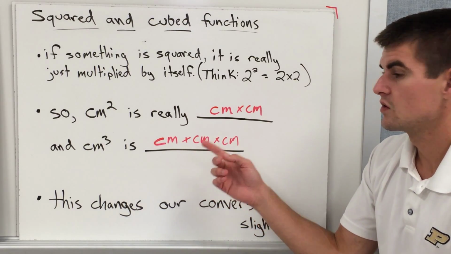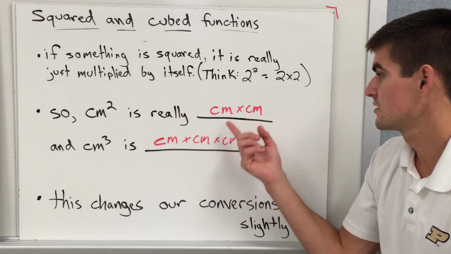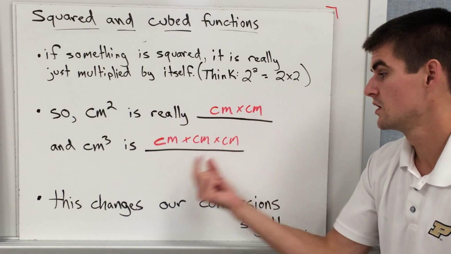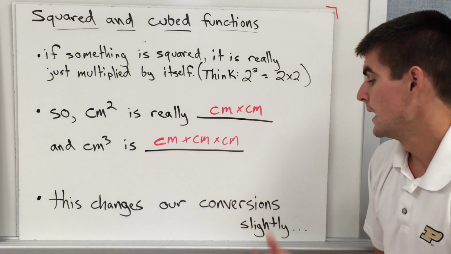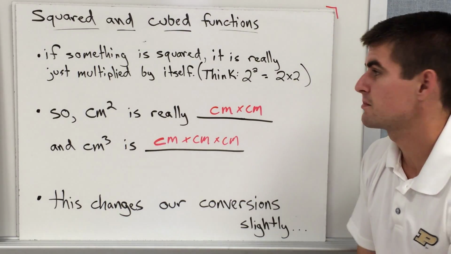Because we saw how canceling units is the idea of dimensional analysis. Well, now I don't have just 1 centimeter to cancel, I actually have 2 of them. Same thing here, I have 3. So it's going to change our conversion slightly. The good news is we get to copy.